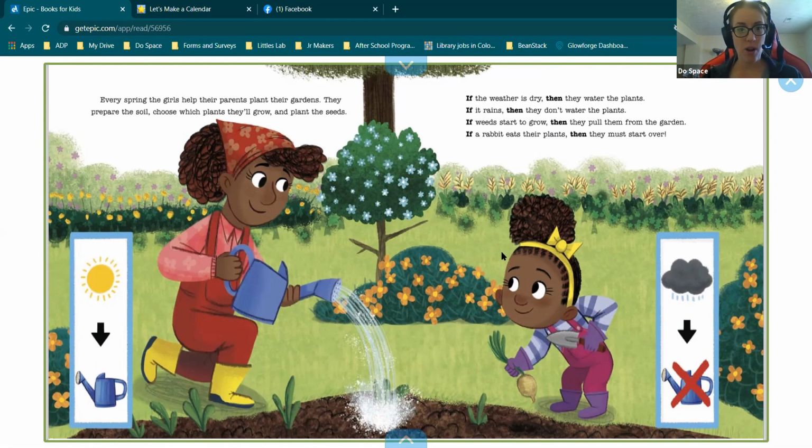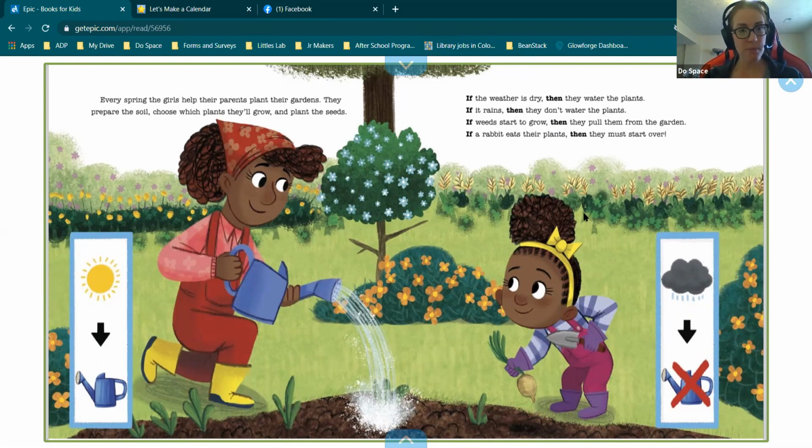So when making their garden, they have to use a lot of if-then, because if it's dry outside, then they need to water. But maybe it's rain that day. Do they need to water if they've already been watered by the rain? No. So if it rains, then they don't water the plants.